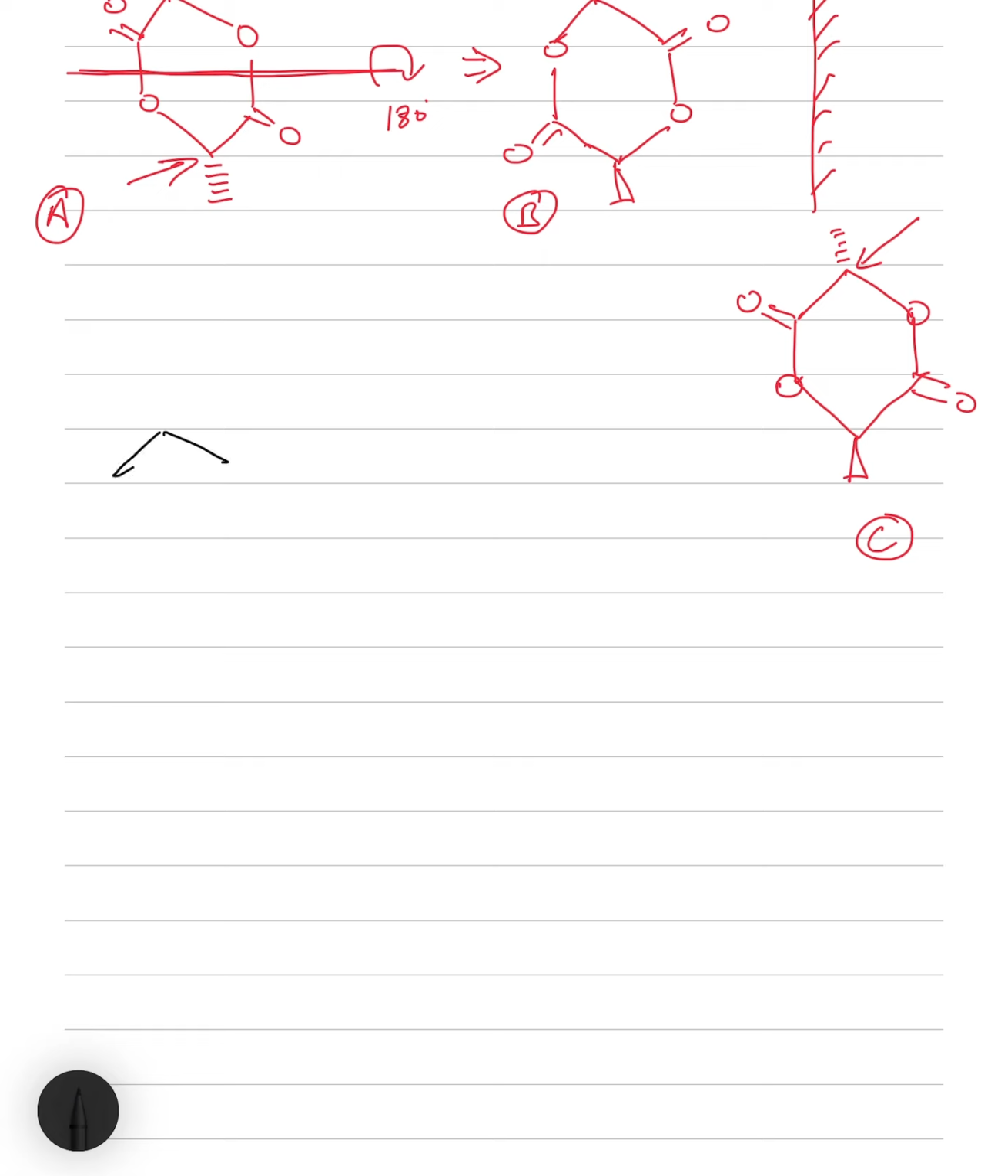Now the molecule is like this. This is the molecule which we have, right? Now do one thing again. Let's try to rotate the molecule to find whether it possesses an axis of symmetry or not.